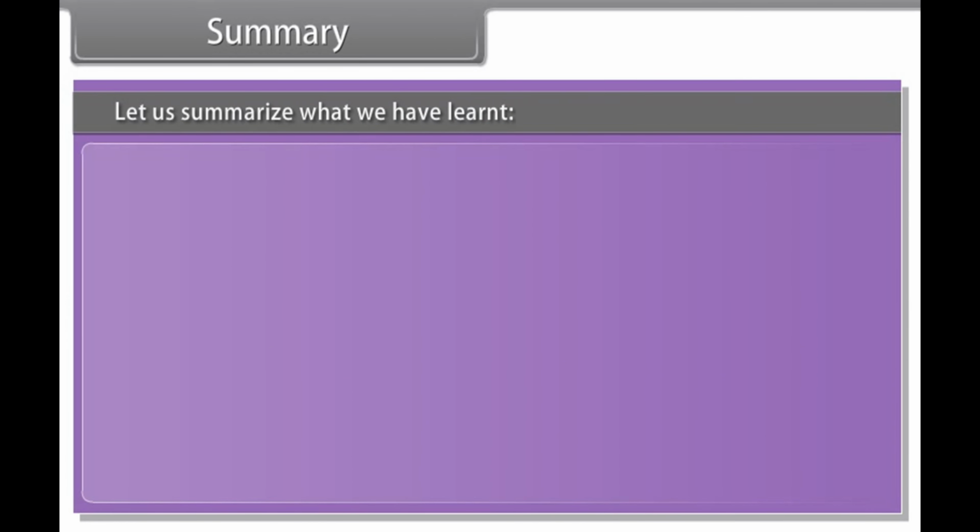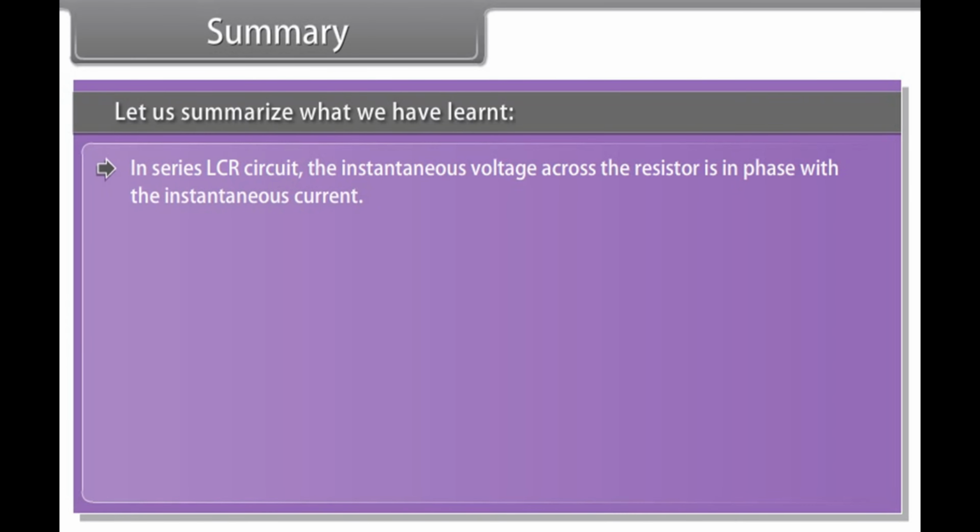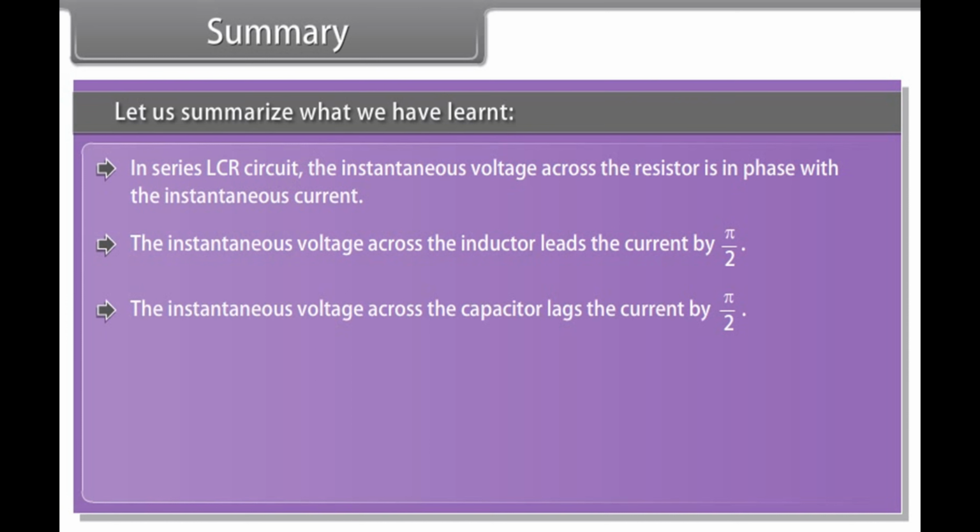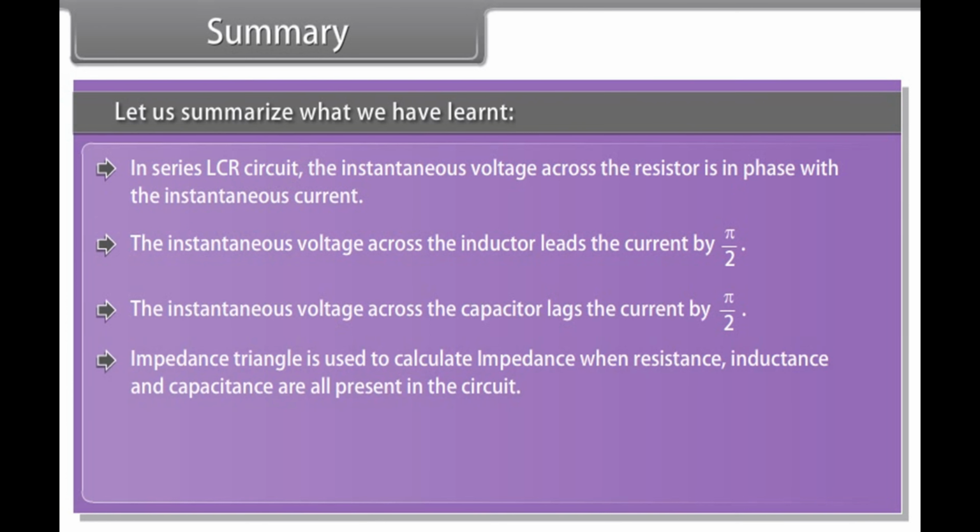Summary. Let us summarize what we have learned. In a series LCR circuit, the instantaneous voltage across the resistor is in phase with the instantaneous current. The instantaneous voltage across the inductor leads the current by π/2. The instantaneous voltage across the capacitor lags the current by π/2. The impedance triangle is used to calculate impedance when resistance, inductance and capacitance all are present in the circuit.